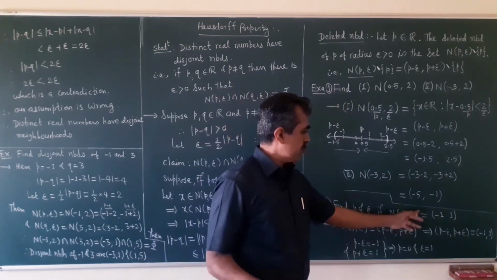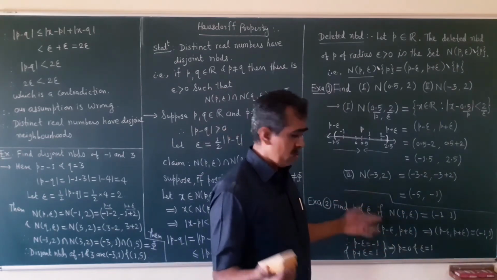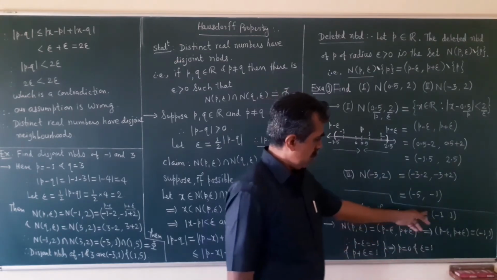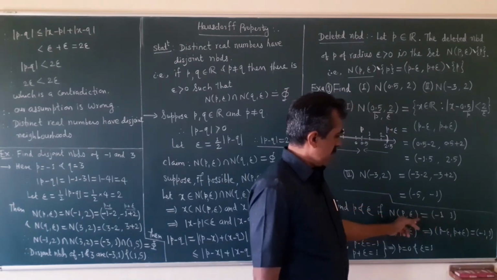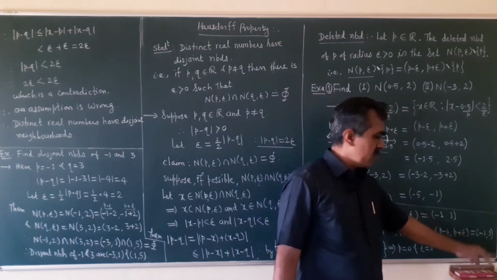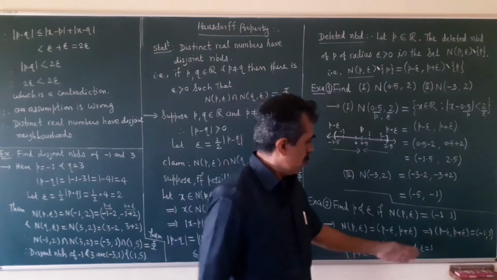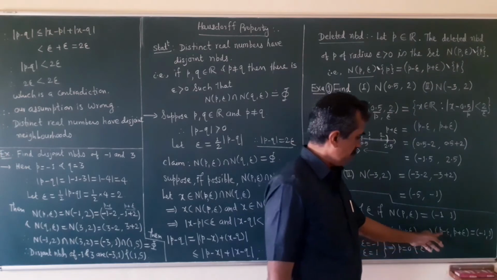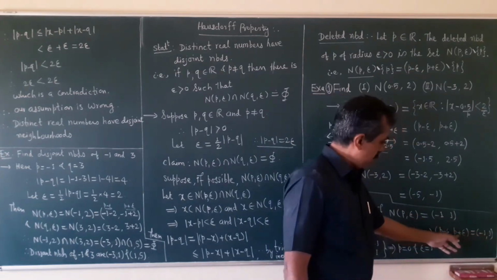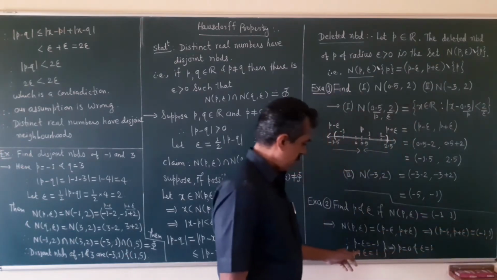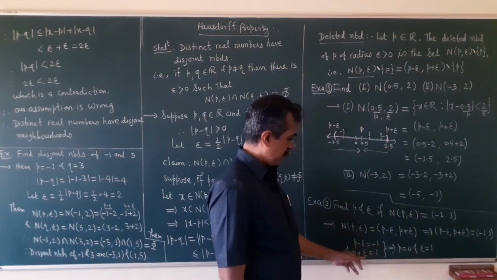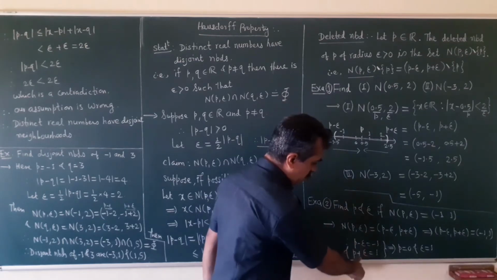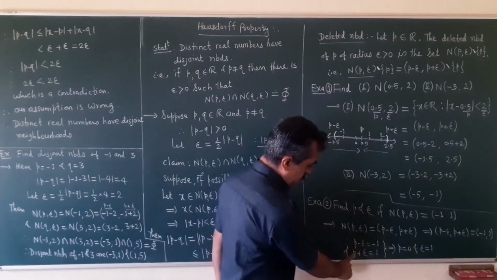Here, what is N(P, epsilon)? We know N(P, epsilon) is nothing but the open interval (P minus epsilon, P plus epsilon). Therefore, this open interval equals the other open interval, and two open intervals are equal. Therefore, P minus epsilon is -1 and P plus epsilon is 1. You solve these two equations, just add these two. What you get is 2P.